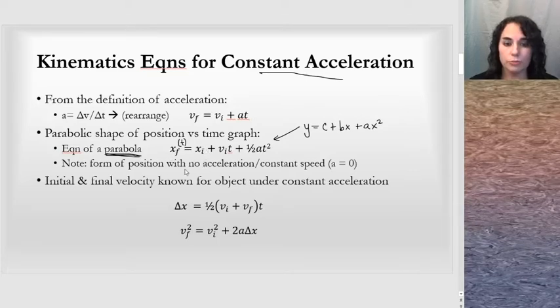Note the form of position with no acceleration. If there's no acceleration, then we lose this final term here, and we recognize this equation is just the equation for constant velocity. So watch out if you have constant acceleration. I'm going to note that you can have a constant acceleration of 0. 0 is a perfectly fine constant acceleration, but then it has implications for these equations. The velocity doesn't change. The position increases linearly rather than by a parabola.